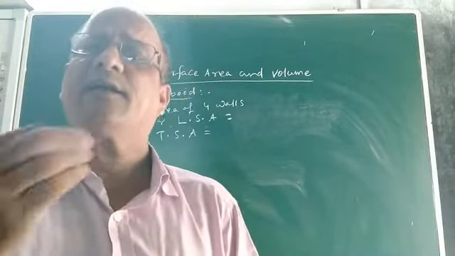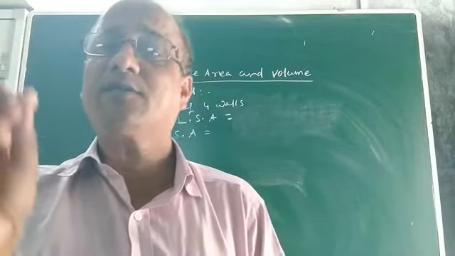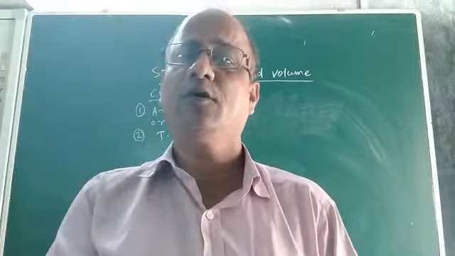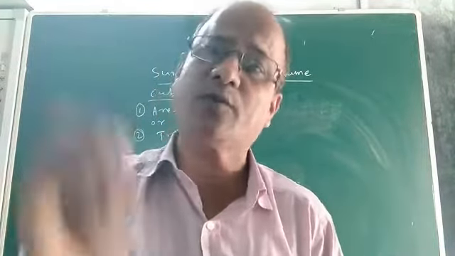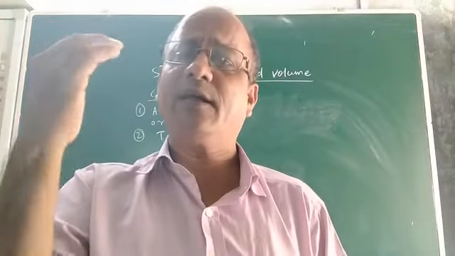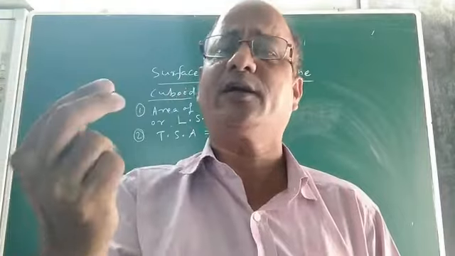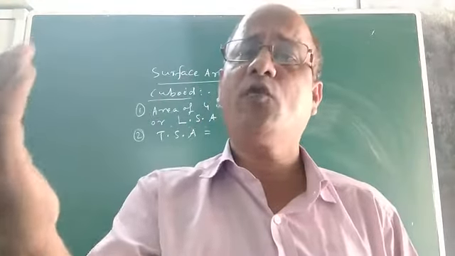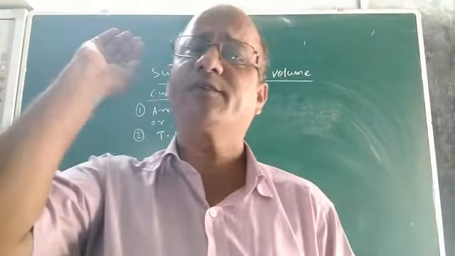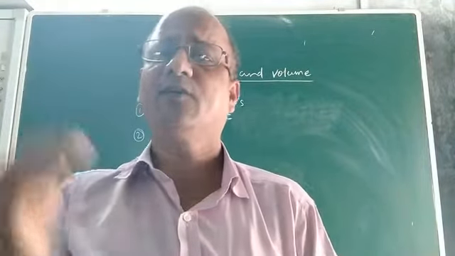Then the next thing, which we have never read, is another important solid known as the frustum of a cone. So what is a frustum of a cone? It will also be discussed in this chapter. Before we discuss how to find the area and volume of a combination of two or more solids, and the frustum of a cone, let us first review what we read in class 9, how to find the area and volume of different solids.